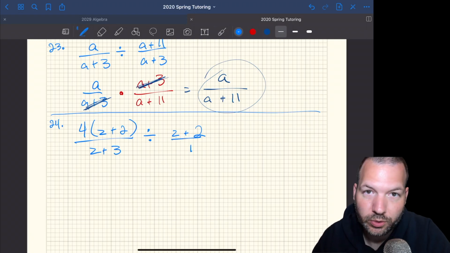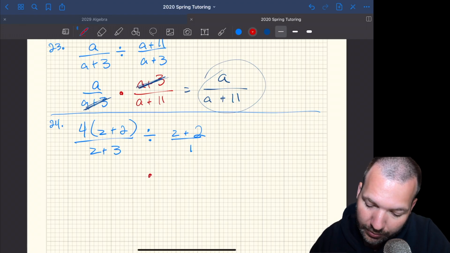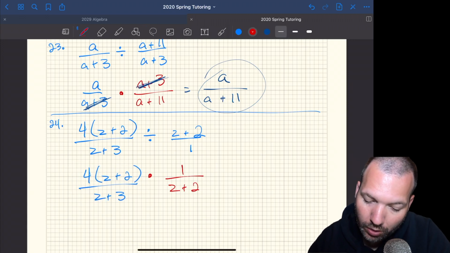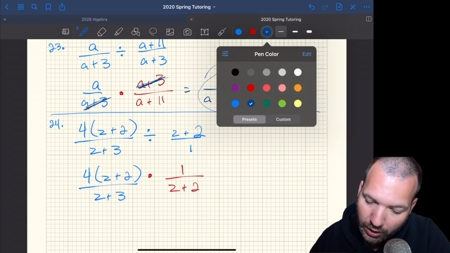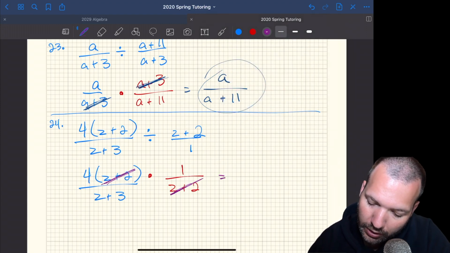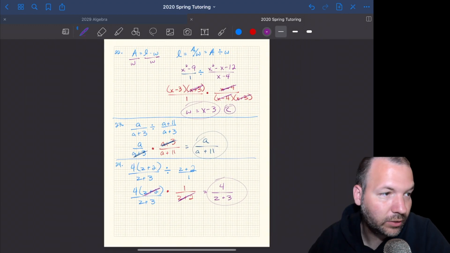And so that's what you would do. And then in the next step, that's going to turn into times 1 over z plus 2. And again, the rest of this is just going to stay the same because we already did our factoring there. Once I do that, I should be able to see the z plus 2's cancel out, and I'm simply left with 4 over z plus 3. And that's my answer for 24.